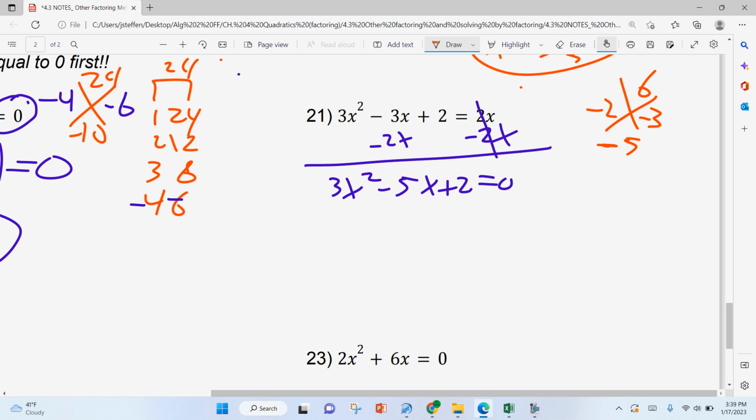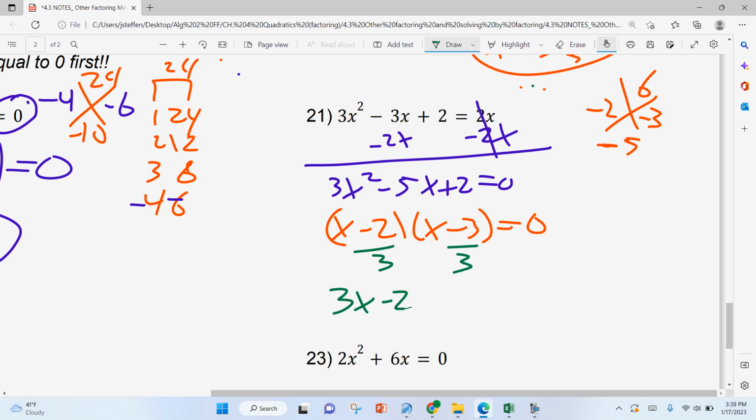So we end up with x minus 2, x minus 3. Again, you don't have to do that, but I like to remind myself that it's equal to 0. Then we put the 3 in the denominator here. So we have 3x minus 2, x minus 1.